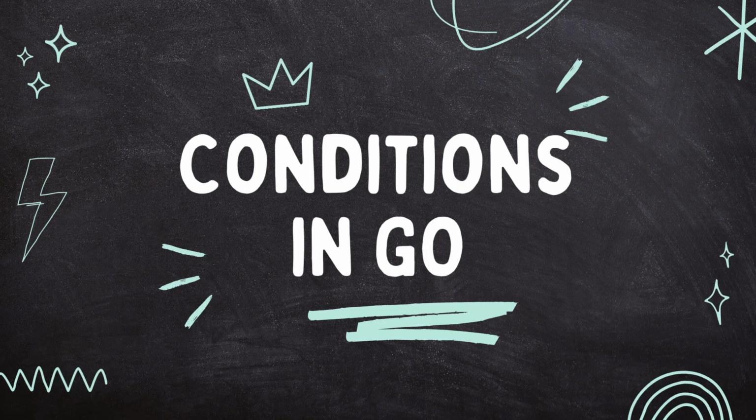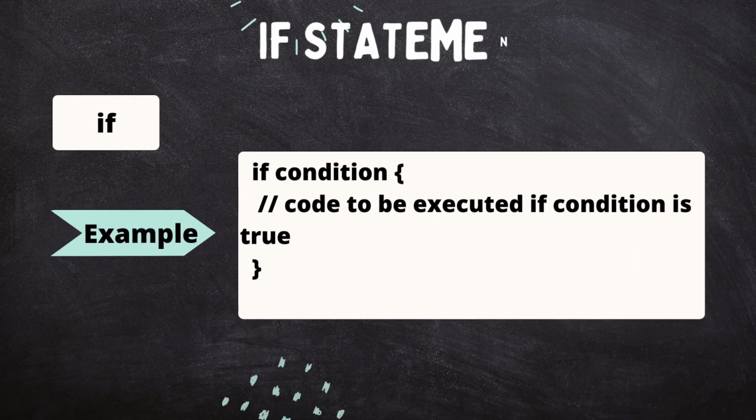In today's video, we will discuss conditions in Go. Conditional statements are used to control the flow of a program based on some conditions. Okay, let's begin with the if statement.